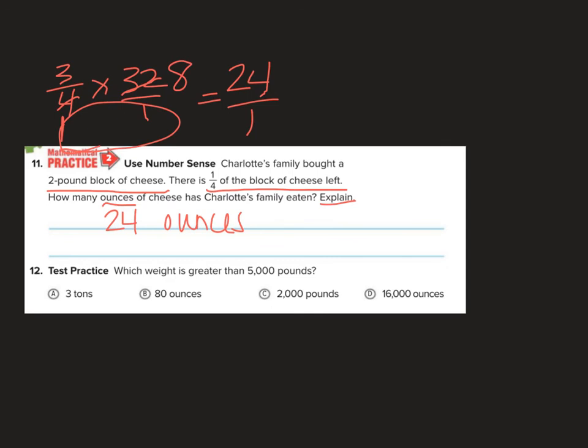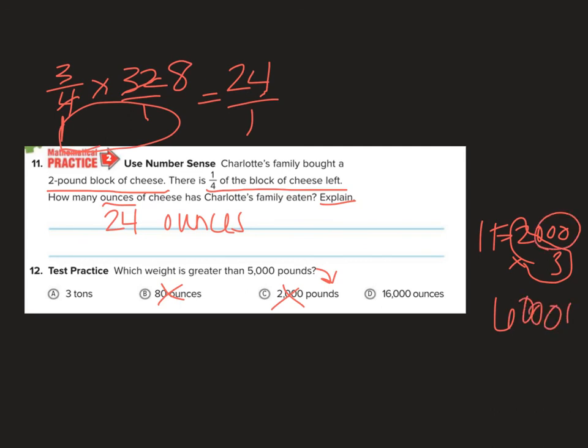All right, which weight down here is greater than 5,000 pounds? Well, obviously 2,000 is not greater than 5,000. 80 ounces, that's tiny. 3 tons. So we know 1 ton equals 2,000. If I multiply that by 3, 3 times 2 is 6, add my 1,000. So 3 tons are worth 6,000 pounds, and that's greater than 5,000 pounds.